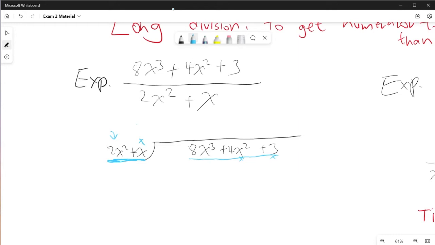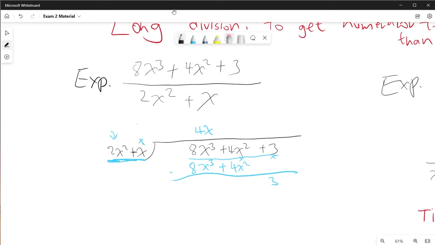So in this case, it will be 4x. For 4x, we'll have 4x times 2x squared. That will give us 4x cubed. And then I will do the rest, plus x, then I have plus 4x squared. This comes out pretty nicely. Same thing with division, you subtract this one by this one. So it's 0, 0, and then we have a remainder of 3.